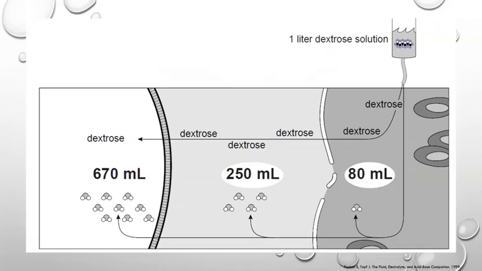Dextrose solutions are used to deliver water to the body. This would be helpful in the case of hypernatremia. It doesn't contain enough dextrose to lead to hyperglycemia. But dextrose solutions do not remain in the intravascular space. Therefore, they are generally not used for volume resuscitation.